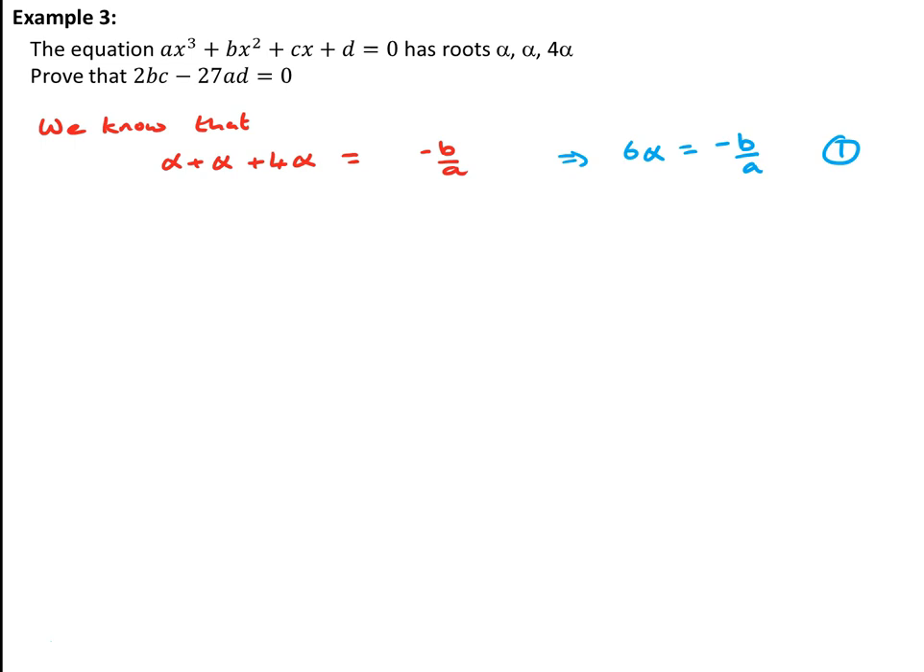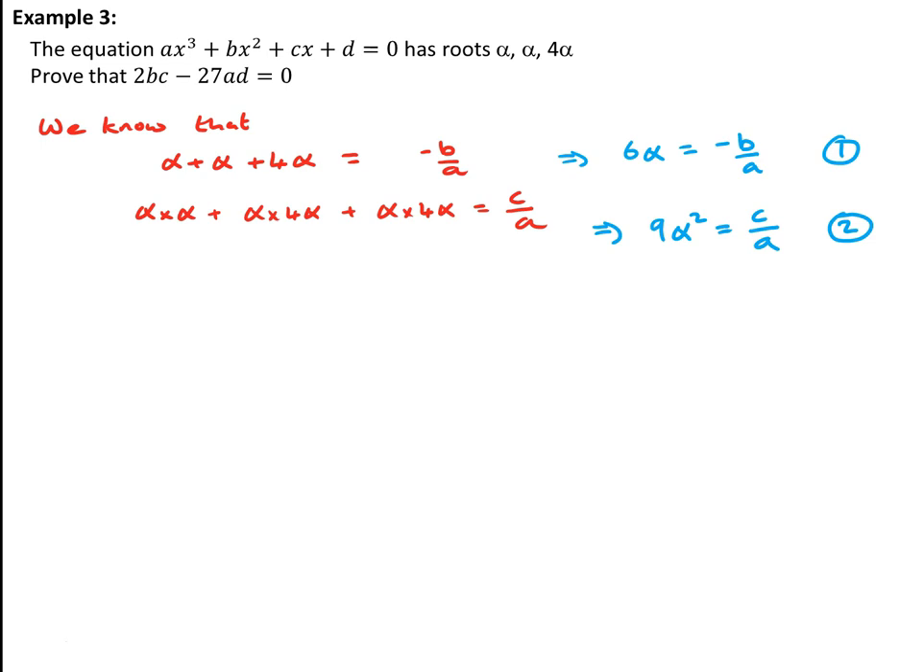We also know that the first root times the second root plus the first root times the third root plus the second root times the third root is always equal to c upon a. So in this case, we have got alpha times alpha plus alpha times 4 alpha plus alpha times 4 alpha must equal c upon a. And that simplifies through to give me 9 alpha squared equals c upon a.